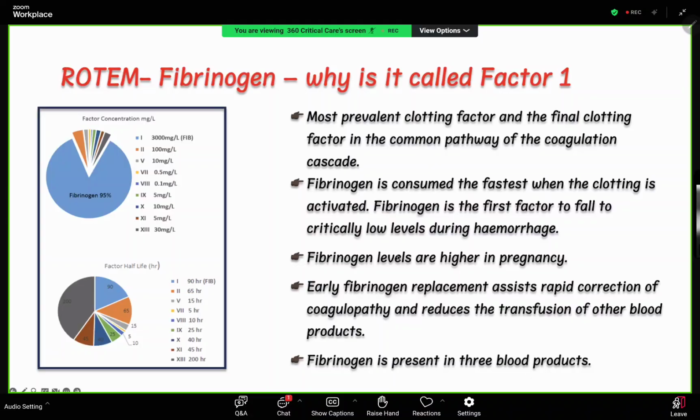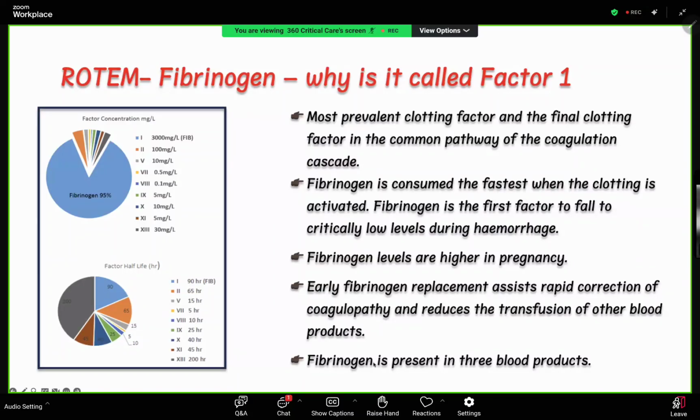This is the only coagulation factor which is higher in pregnancy. Now, early fibrinogen replacement assists rapid correction of coagulopathy and reduces transfusion of other blood products. This has been proven with multiple clinical trials also.